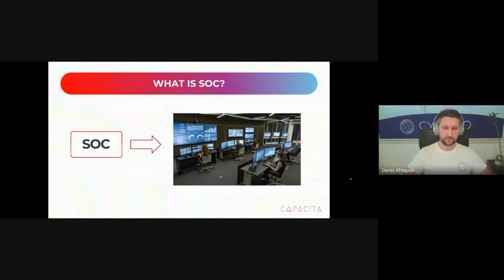So let's begin. First of all, let's define what SOC is. And actually, it's not so simple because, for example, one time in Angola, we made an audit in a company, and the security guy just told us that he will build his SOC based on FortiGate firewall. So just one person, only firewall, and he calls it a SOC.